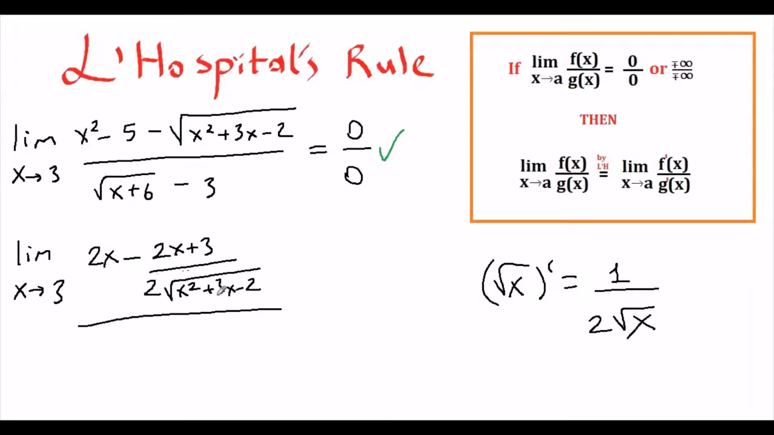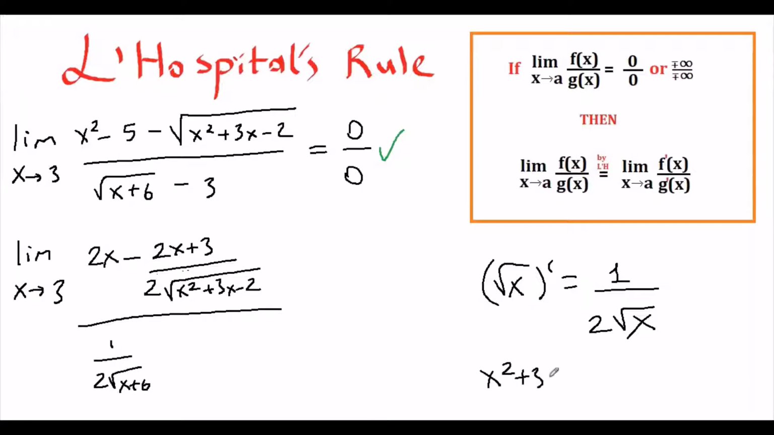Here we have the same situation. So the derivative of this is 1 over 2 times the square root of x plus 6. And the derivative of 3 is 0. If you're fluent with taking derivatives of square root expressions, you're going to make it faster. Or you can go slowly and do this.